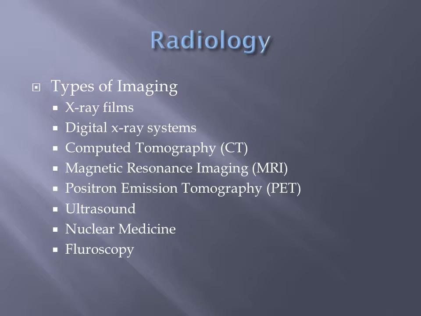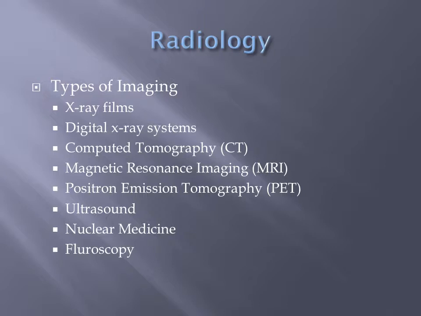Digital X-ray system uses computerized data for radiological imaging instead of film. Computed tomography, or CT, uses multiple X-rays to produce cross-sectional images. An MRI uses a powerful magnetic field and special injectable materials to produce images.